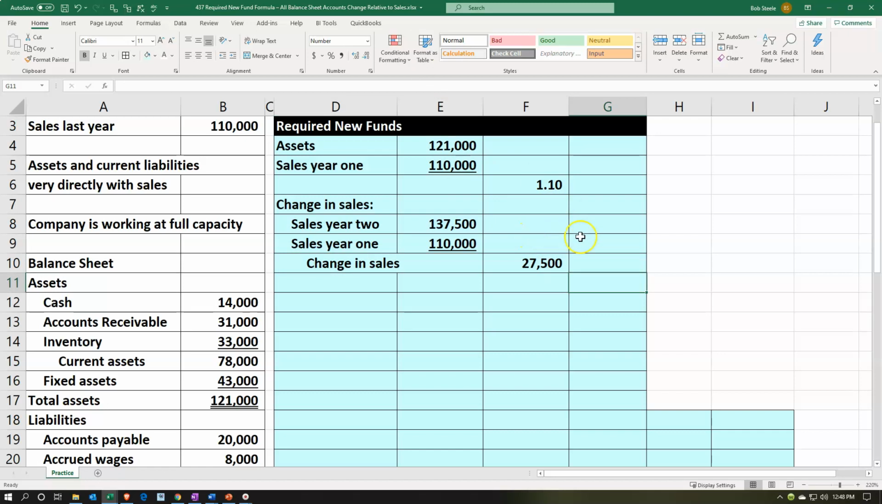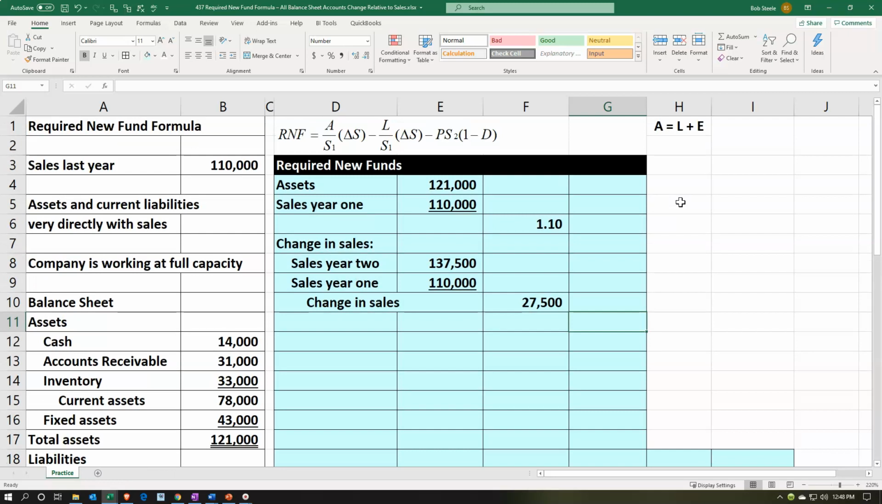So note what we have is we've got this ratio that we took, assets compared to sales, which we believe is going to remain constant, and then we took the increase, the change in the sales, and we're going to apply that ratio to the increase in sales for the first part of our equation, basically the assets part, to estimate what the increase in the assets will be. So we're going to say, all right, there's the 1.1 times the 27.5. That's going to be our increase in the assets.